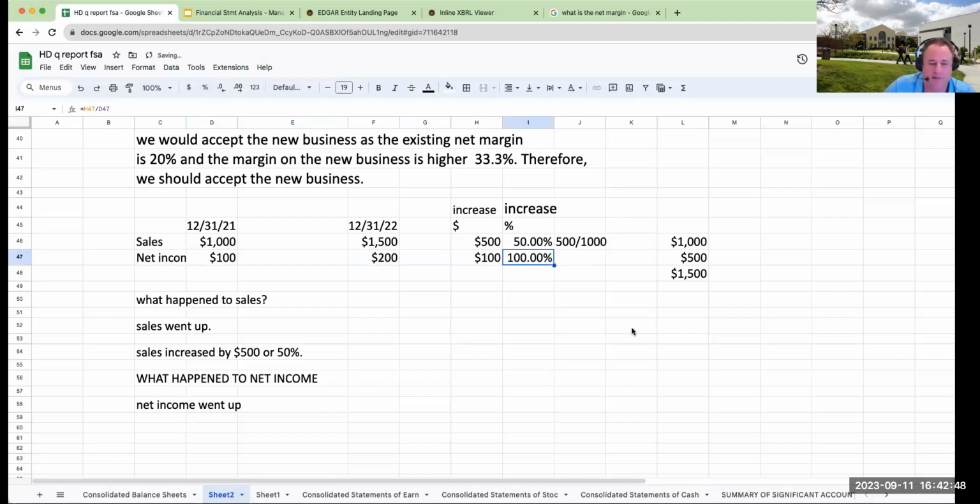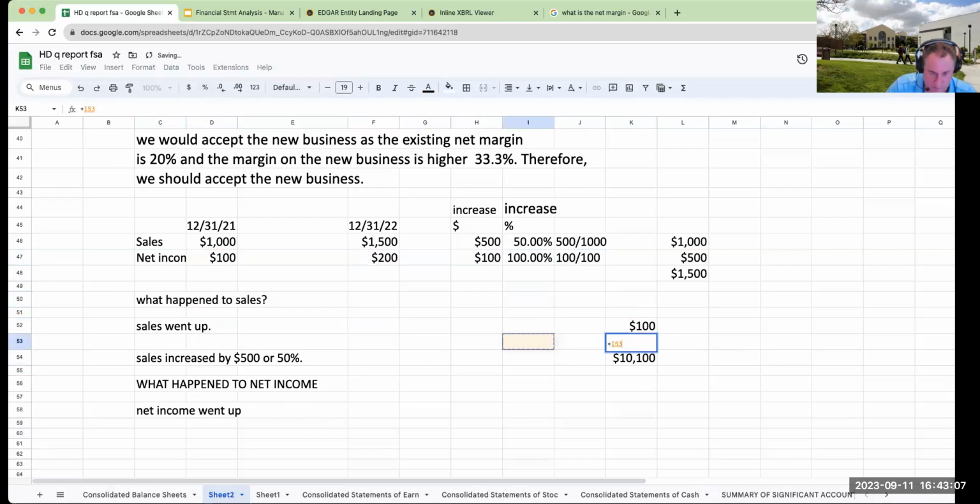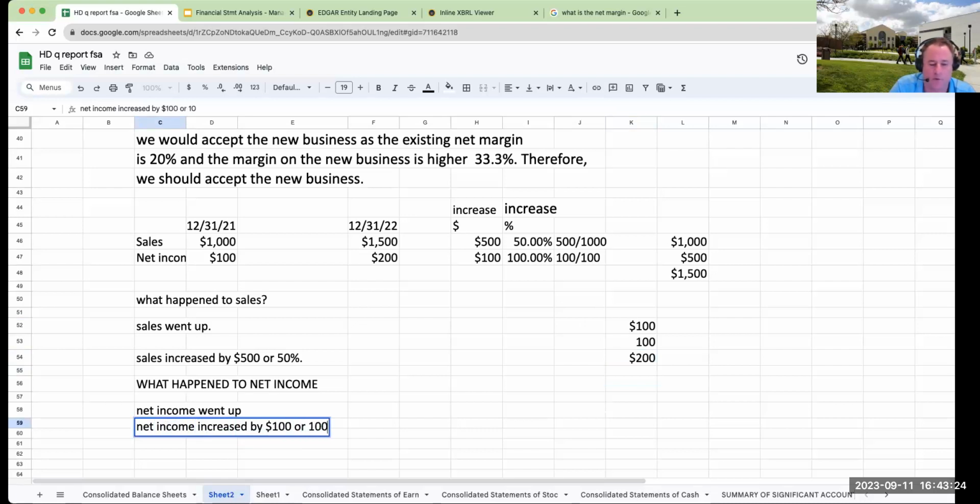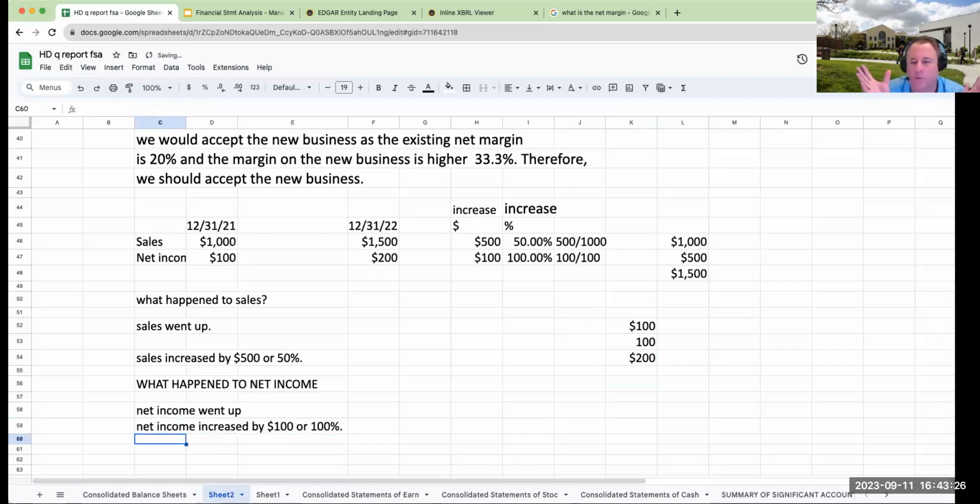How did we come up with this? Well, the amount of the increase is 100. The base amount is 100. And by the way, check our work. Net income was at 100. 100% of 100 is the amount of the increase. I'm adding these two up, and I just screwed that up. So 100 plus 100 equals 200, my new number. So we want to say net income increased by 100 or 100%. That's how we want to go through and explain it.